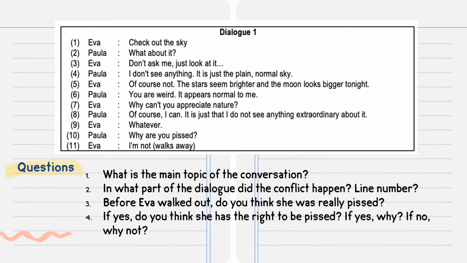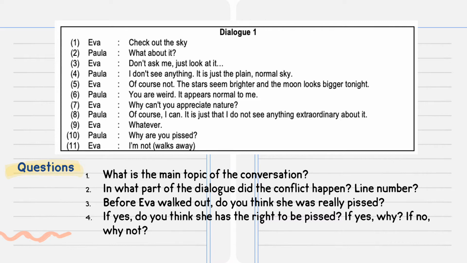Check out the sky. What about it? Don't ask me, just look at it. I don't see anything. It is just the plain, normal sky. Of course not. The stars seem brighter and the moon looks bigger tonight. You are weird. It appears normal to me. Why can't you appreciate nature? Of course I can. It is just that I do not see anything extraordinary about it. Whatever. Why are you pissed? I'm not. Walks away.